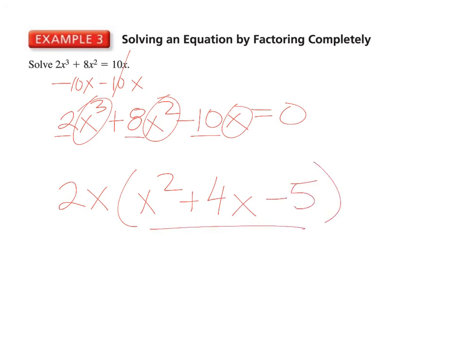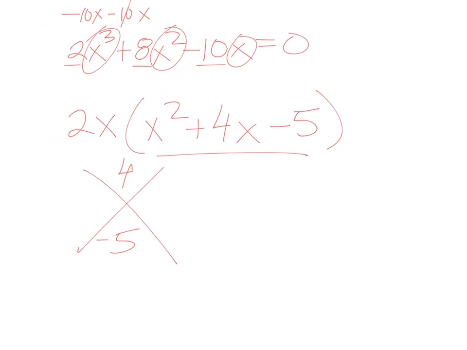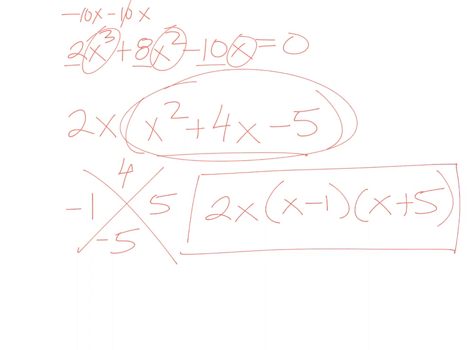Okay, can I factor this using the big X method? Two numbers that add up to 4 but multiply to give you negative 5. That'll be negative 1 and 5. Cool. So I have 2x, and then this factors into x minus 1 times x plus 5. All right, so just bringing your knowledge of all the factoring methods together in this lesson.